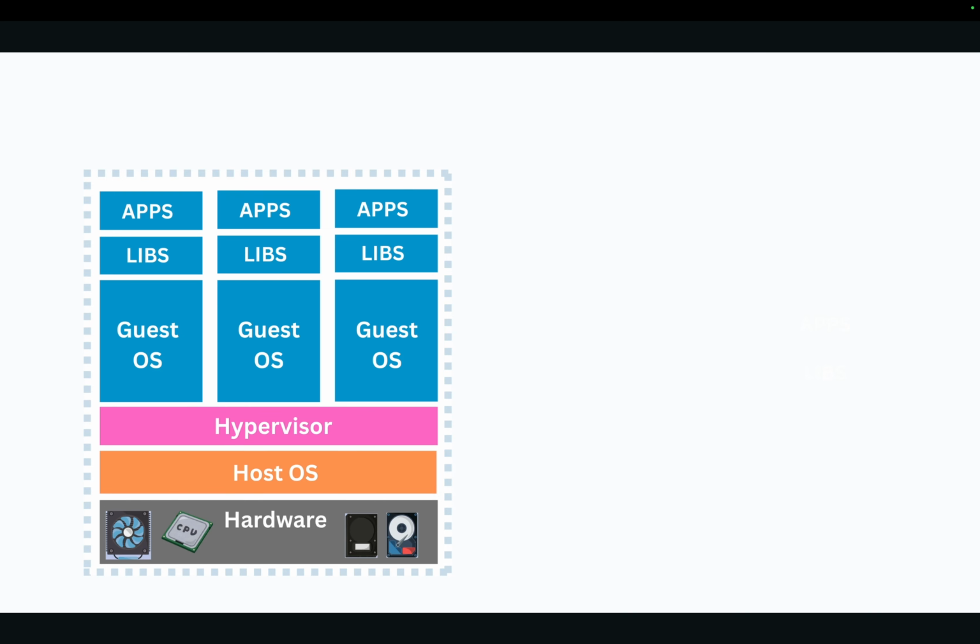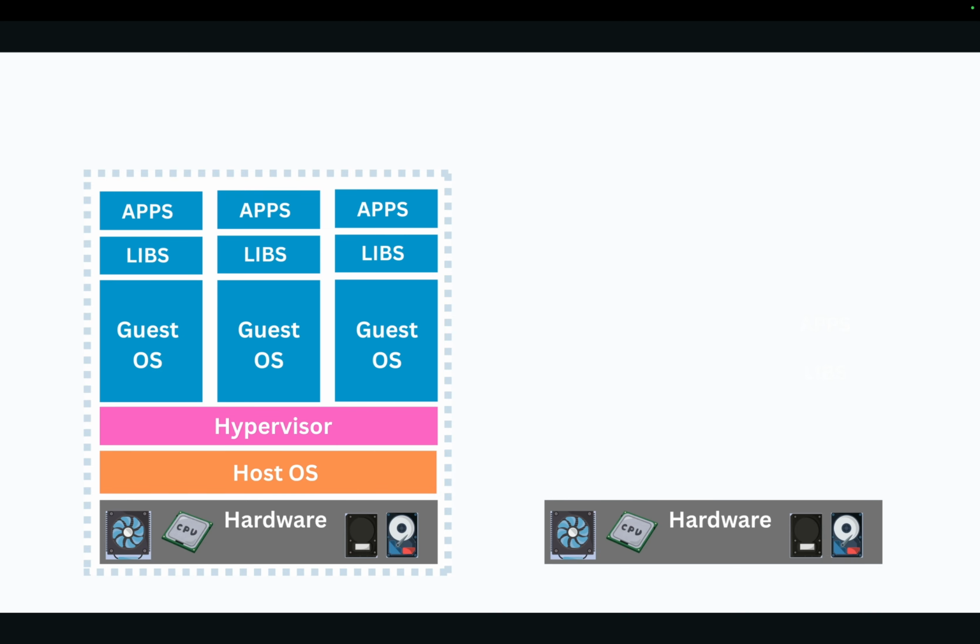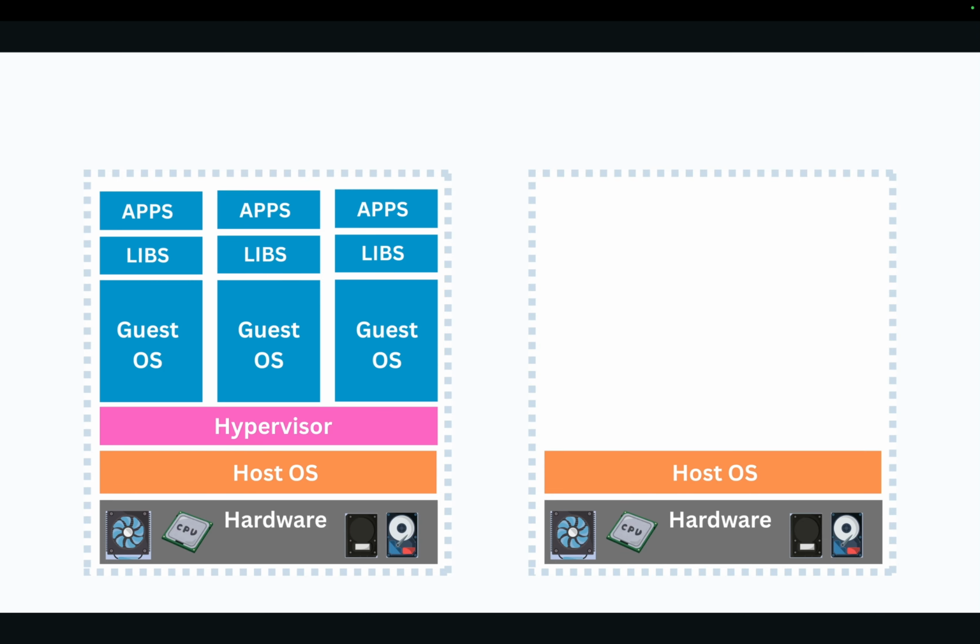Now, let's compare this to containers. We start with the same hardware. We'll refer to this as a Docker host or a container host. And on top of this, we have our host operating system. On top of this is a container engine. In the case of Docker, this is called Docker Engine. So far, this might look familiar, but there are a few key differences.